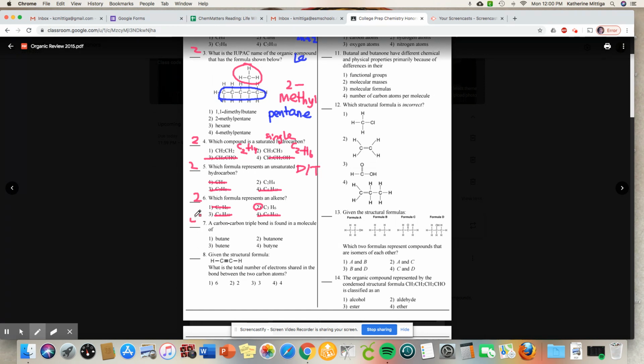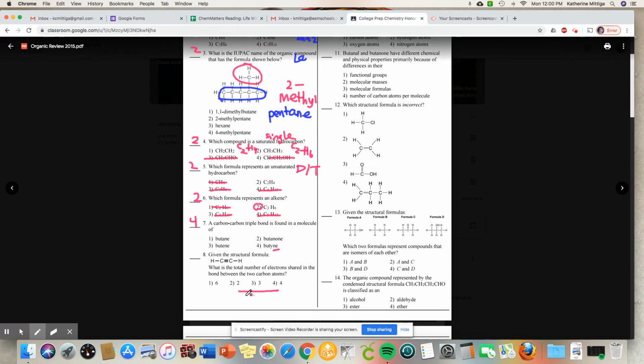Which means that's our answer. Butane, all single bonds. Butene, there's a double bond. Butanone is a ketone, which means you've got a carbon to oxygen double bond, not a carbon to carbon triple bond. What is the total number of electrons shared between two carbons?